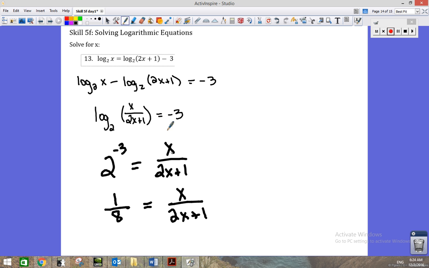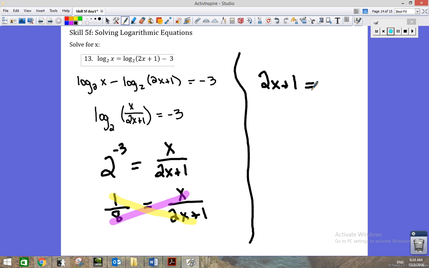This equation is referred to as a proportion. One technique to solve proportions is to cross multiply. So if we multiply along these diagonals, what do we get? Well, 2x plus 1 times 1, that's pretty easy. We get 2x plus 1. And 8 times x is easy also. It's 8x. So we've got that x is equal to 1/6.